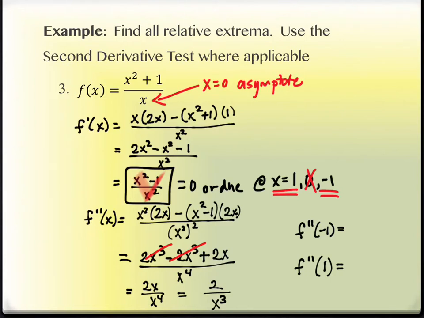So when I put 1 into 2 over x cubed, what I want to know is, do I get a positive or a negative? I get a positive. And when I put in -1, what do I get? Oh, I wrote them in the wrong spots. I'm sorry, I just got them backwards. I should have switched them in the other spot. That'll work. So when I plug in -1, I get a negative. When I plug in +1, I get a positive.